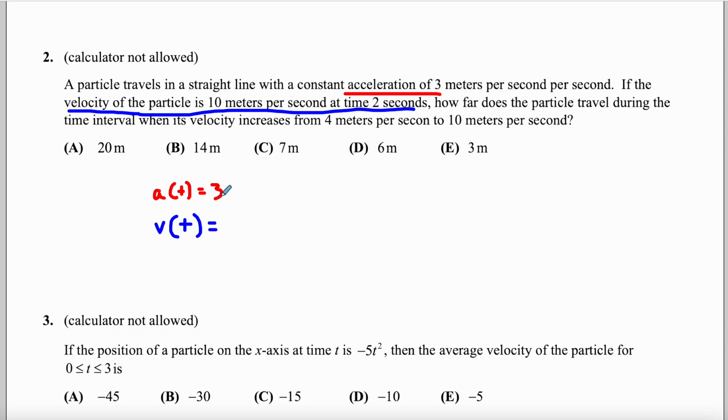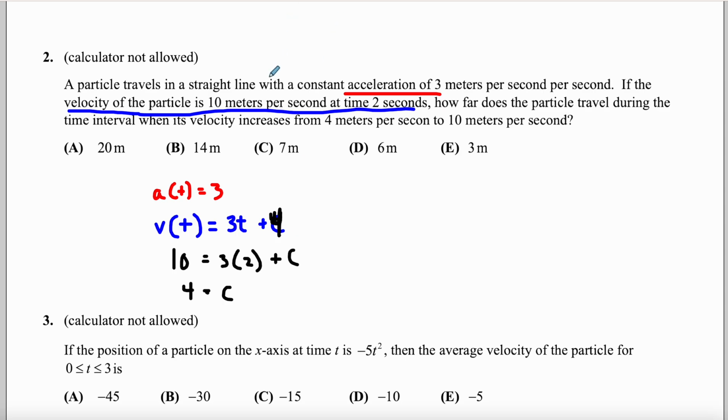So if I integrate this backwards, this would be 3t, but remember that integration generically involves a c value. And if I take that 10 and plug it in for v, and likewise plug in the 2 seconds that it occurs at, you'll see that my initial velocity, my c value, is 4. So I can go back to my velocity function and change this to 4. Now if I read the question, I can actually answer it.